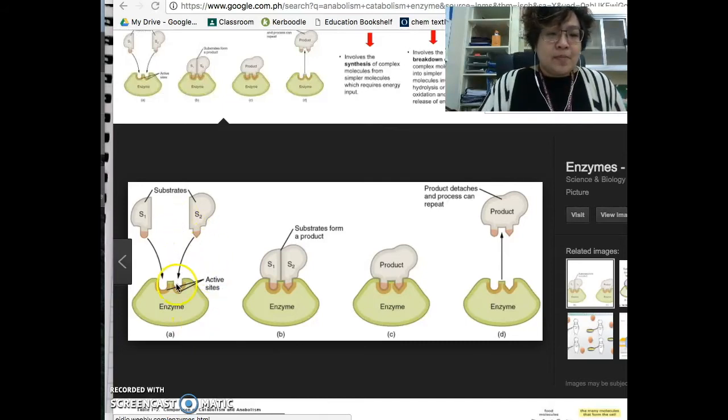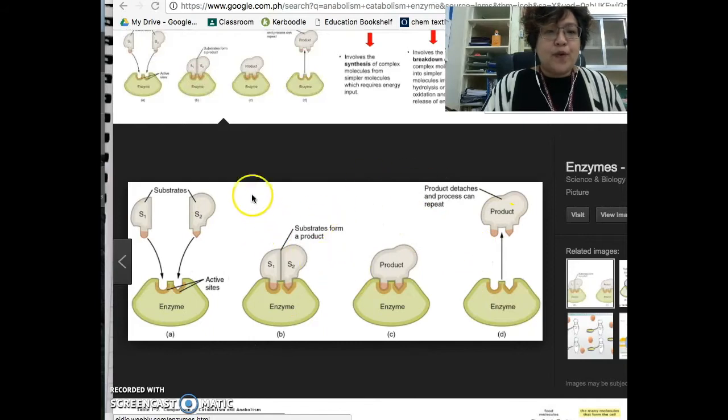So collision, then chemical reaction, forming of bonds, and once the bonds are formed, you have step 3. I'm so sorry, I forgot to list it down. Collision, reaction, step 3 is separation. So your product separates from your enzyme. Again, this is an example of anabolism.